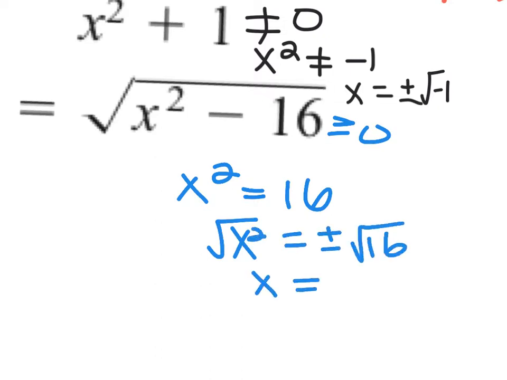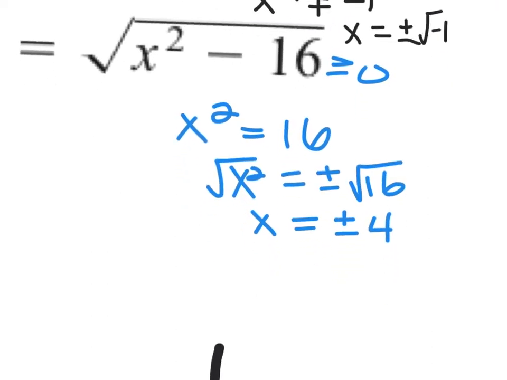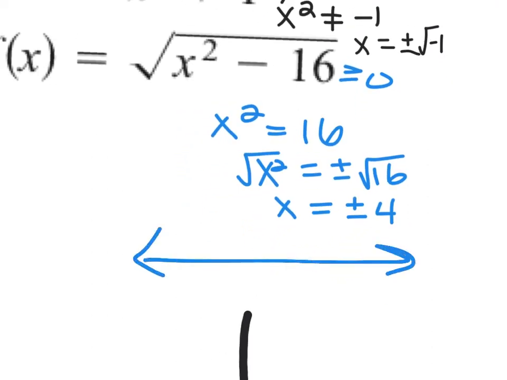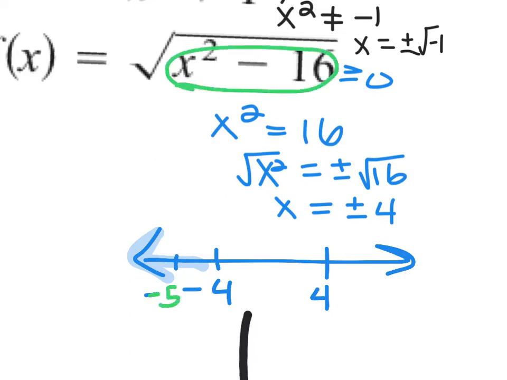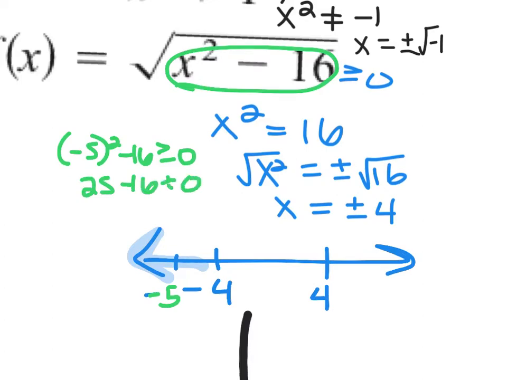As though it was an equals, and I get plus or minus 4. Then I set up my number line, so -4 and +4, and I plug in numbers from each range. Something less than -4 would be like -5. If I plug that in, I get -5 squared minus 16, which is supposed to be greater than or equal to 0. 25 minus 16 is 9, which is greater than or equal to 0.